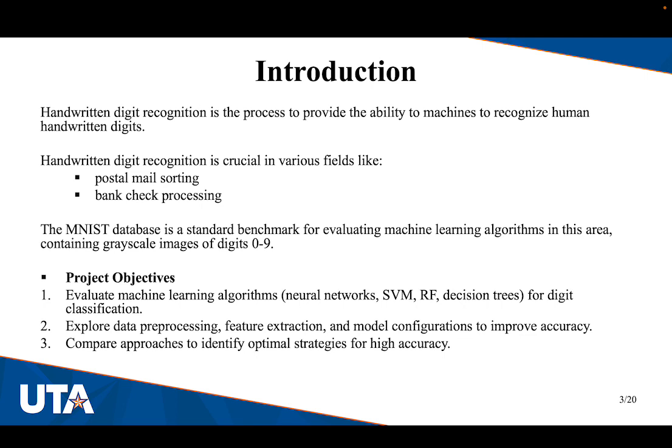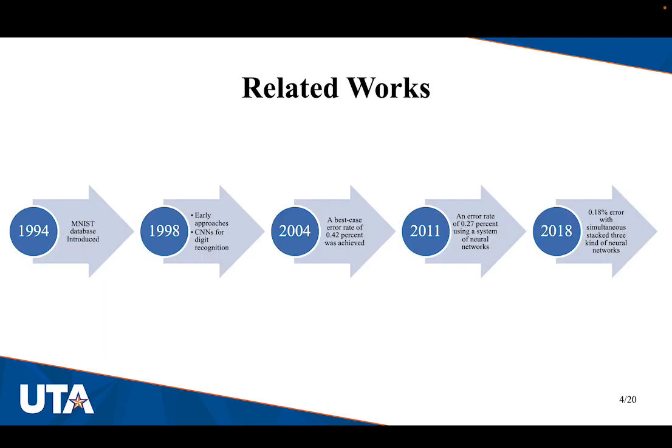This project's objectives are as follows. First of all, we want to evaluate machine learning algorithms like neural network, SVM, random forest, and decision tree for digit classification. We also want to explore data pre-processing and feature extraction, and compare different approaches like hyperparameter tuning to identify the optimal strategy for high accuracy.